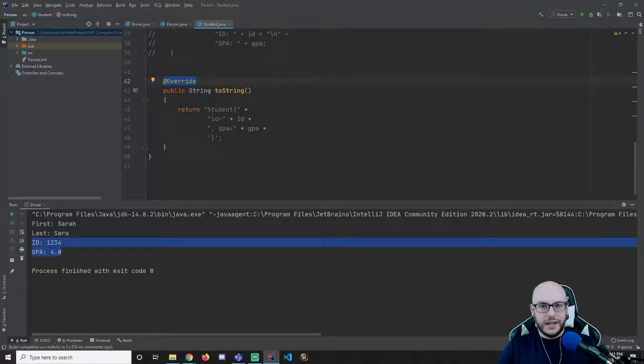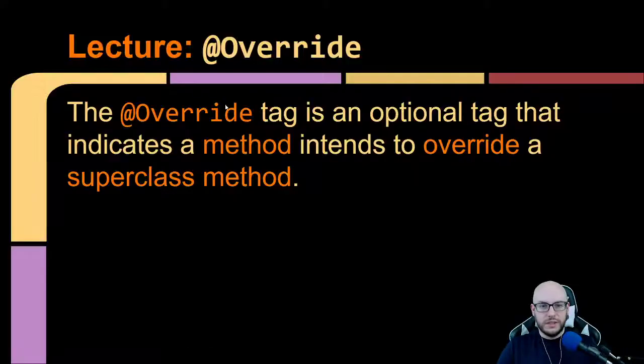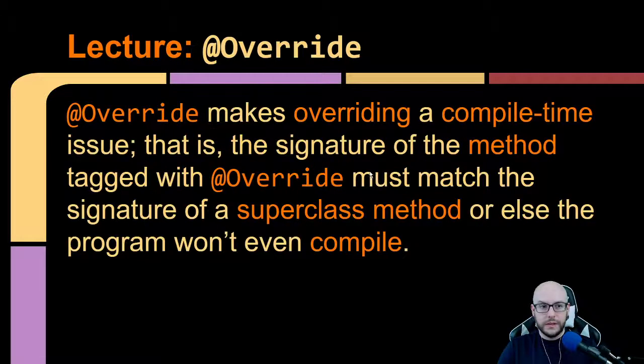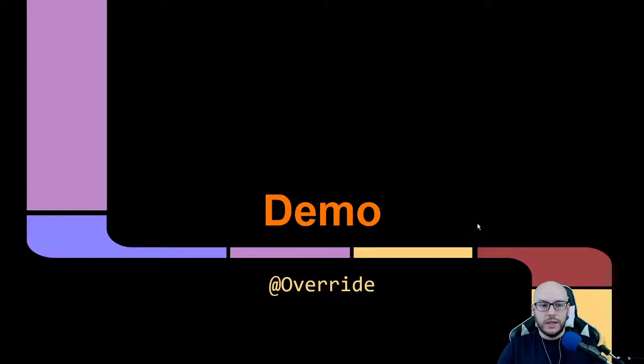And I get this question asked quite often. You know, what is this? What does this even mean? We call these tags an annotation. It is an optional tag that indicates that a method intends to override a superclass method. @override makes overriding a compile time issue. That is, the signature of the method tagged with @override must match the signature of a superclass method, or else the program won't even compile.